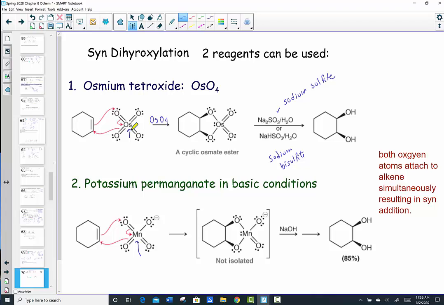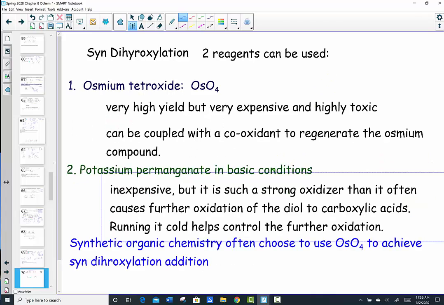So let's compare those two reagents. Osmium tetroxide is very expensive. Osmium compounds are also known carcinogens, so highly toxic. Osmium is carcinogenic. They can be coupled with a co-oxidant and regenerate the osmium so that once you buy it, you don't have to keep buying it. You can use it over and over and over again.